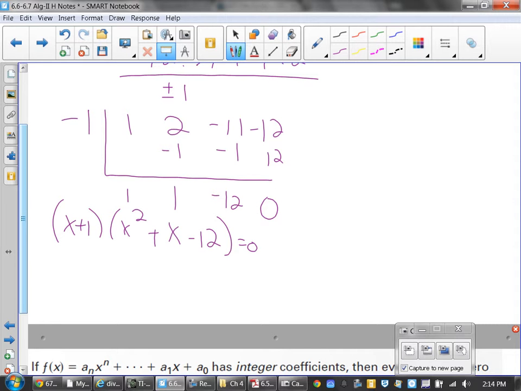Yes. I can factor that, right? What's -12 to get you a positive 1? 4 negative. So you have x plus 1, x plus 4, and x minus 3. Your 3 zeros then are at -1, -4, and positive 3.